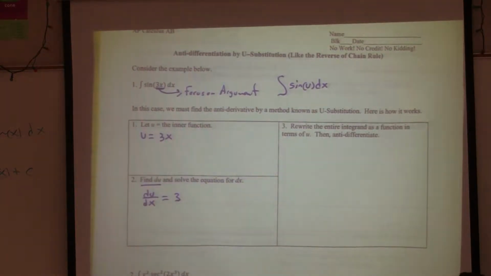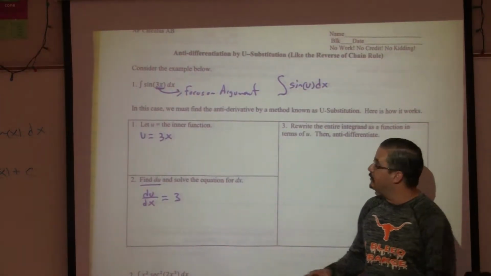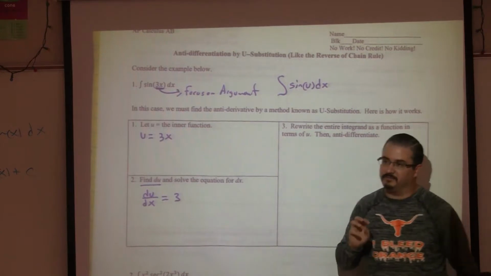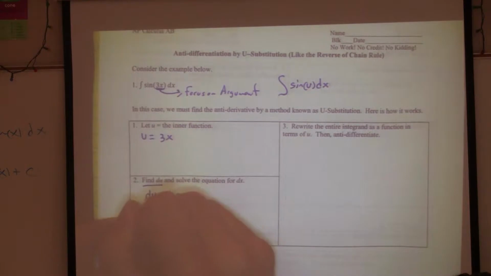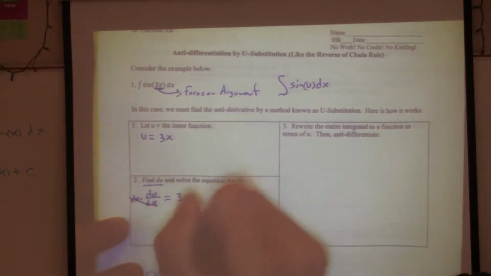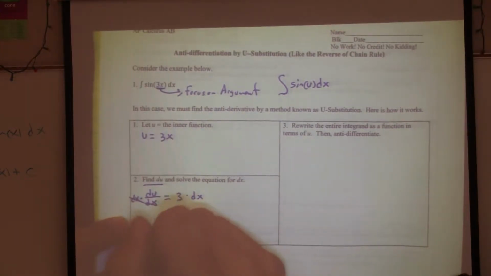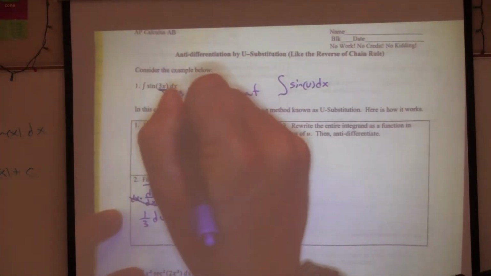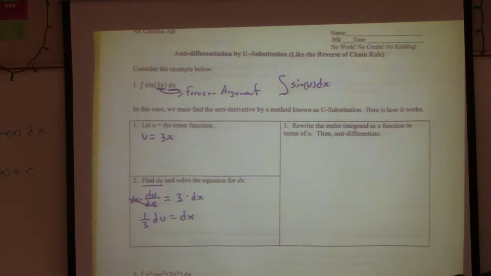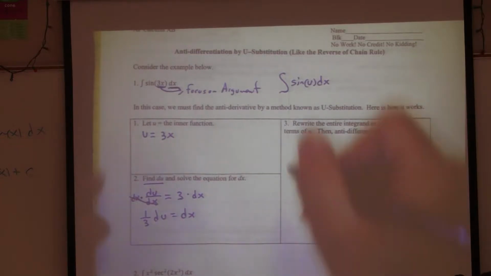3. Okay? Now notice it says solve the equation for dx. Make it be dx equals, that way I can replace this guy with something that has du in it. Right? So we're going to treat these as two different things. We'll multiply by dx, and then we'll divide by 3, right? So we'll get 1/3 du is equal to dx. So now can I replace this dx with what I know it is? Yeah. And can I replace that 3x with u? Yeah.